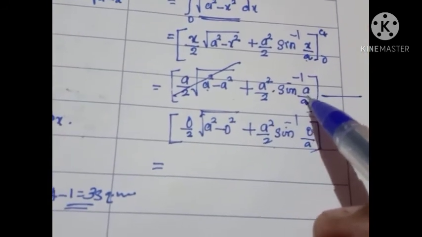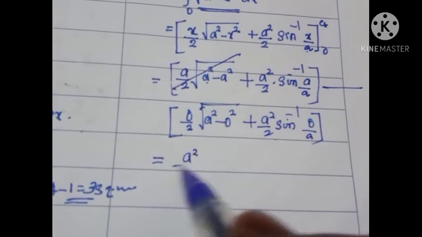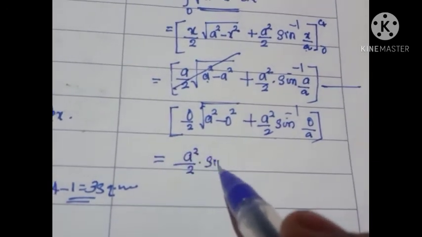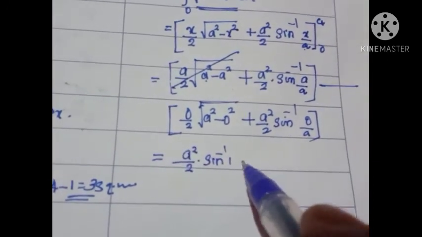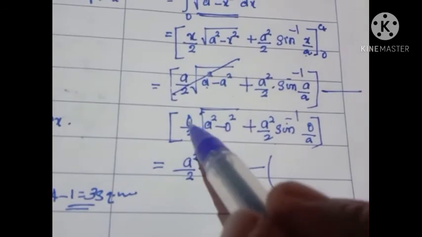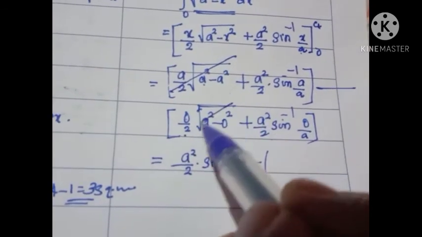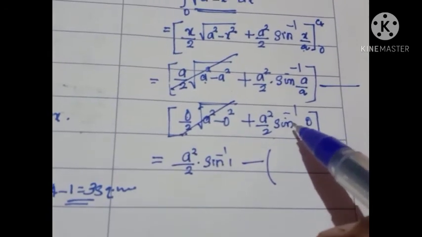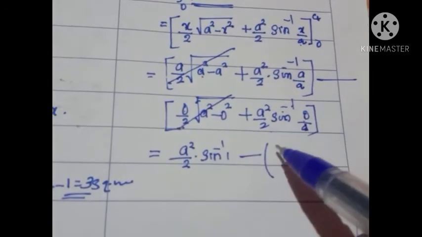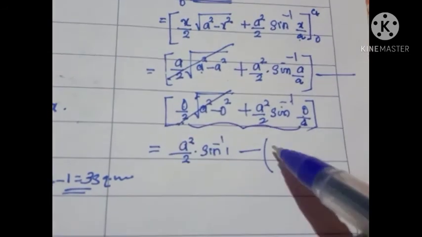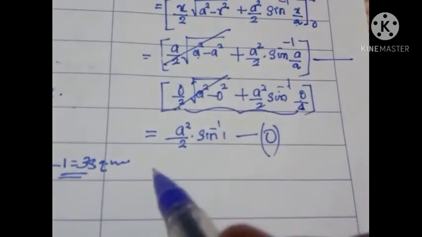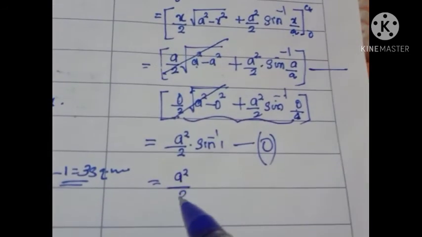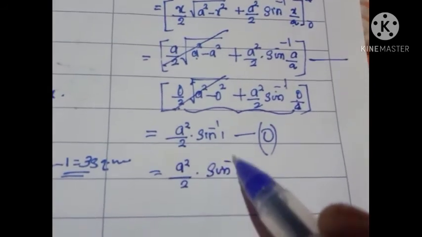What is a by a? 1. So it is a square by 2 into sine inverse 1 minus 0 by 2 is 0. So this term is 0. 0 by a is 0. Sine inverse 0 is 0. So this total expression becomes 0. So a square by 2 into sine inverse 1.